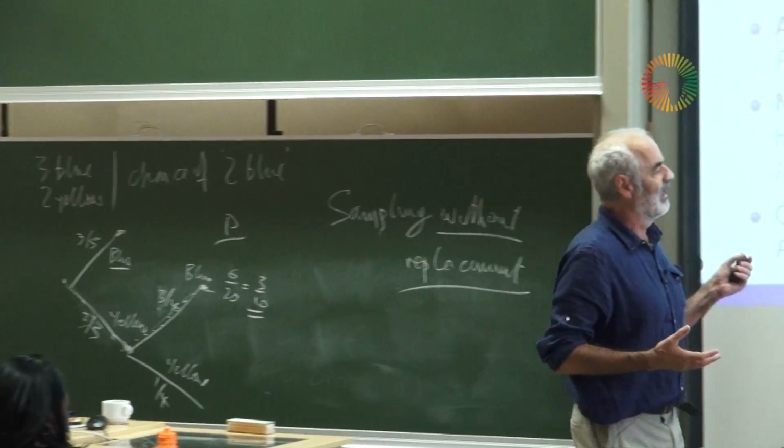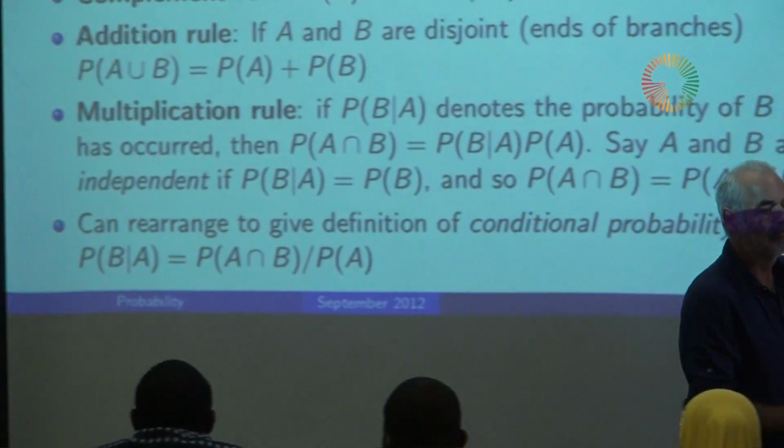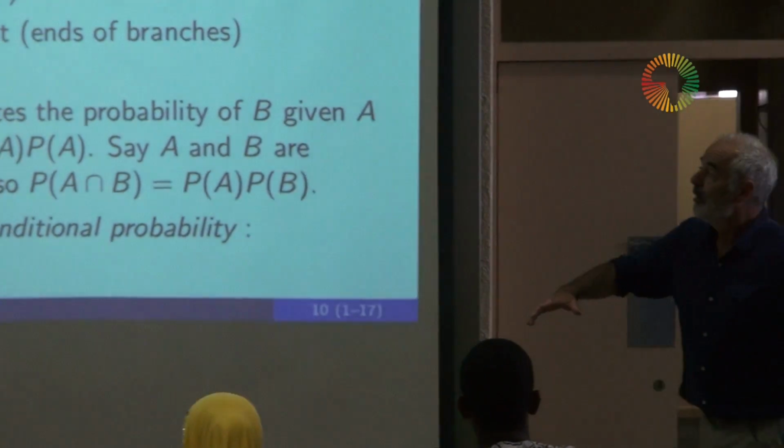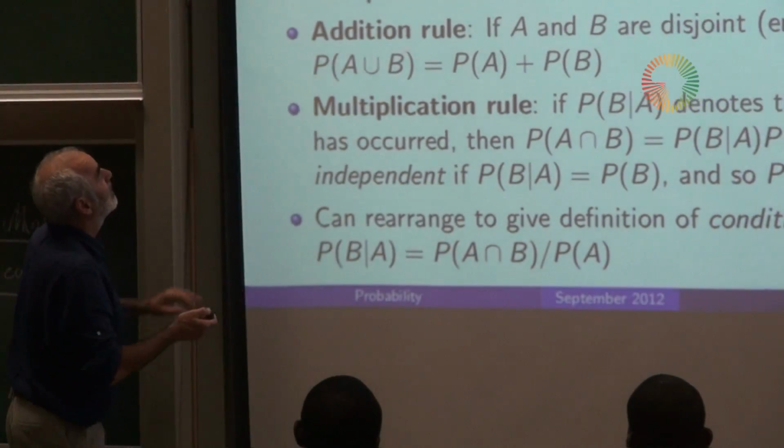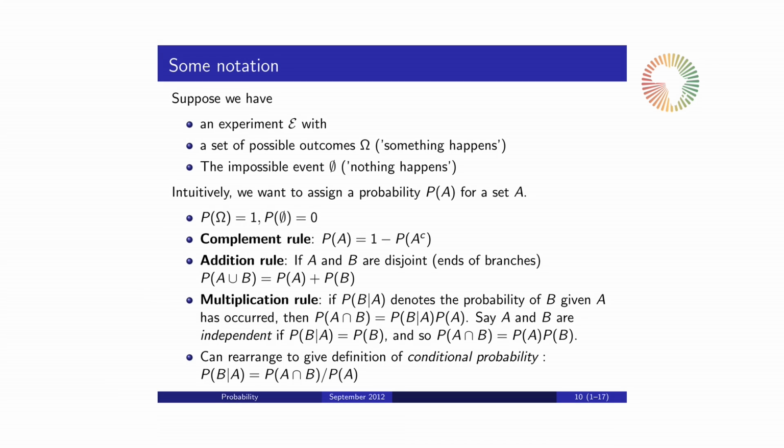Okay, we can express that a bit more mathematically. It's slightly more familiar to people. We're going to introduce the notation of an experiment, and this is like throwing a dice or picking something out. We've got an experiment. We've got a set of possible outcomes, omega, which is the list of things that can happen, the sample space, omega. And the impossible event, 0. Nothing happens. So that's the empty set.